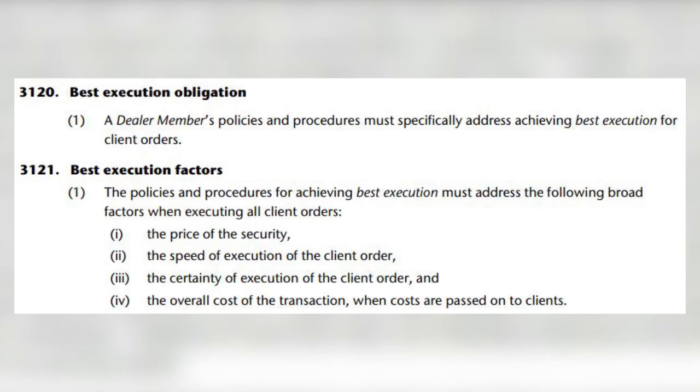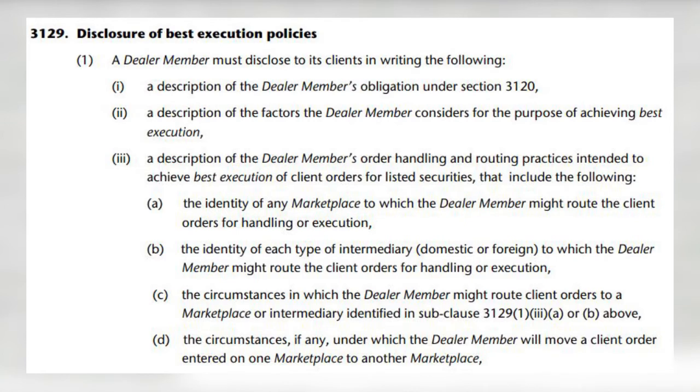5310. Now, this obligation of best execution of client orders looks at not only the price of the security at execution, but also importantly, the speed of the transaction. In the capital markets, the opportunity cost of lost time can be huge. Investors need these trades to go through as fast as possible. The other factors of best execution also include the certainty of the execution and the overall cost of the transaction when costs are passed on to clients. The broker is also obligated to disclose to clients what the process is for best execution.